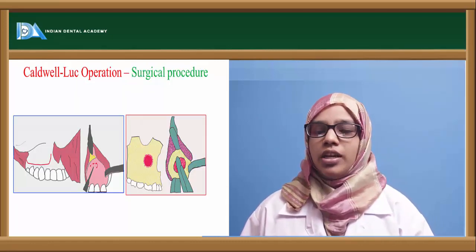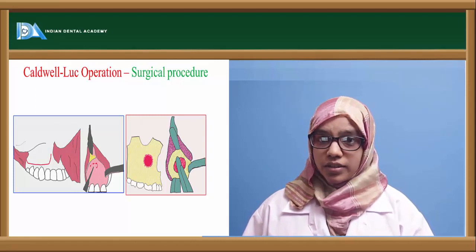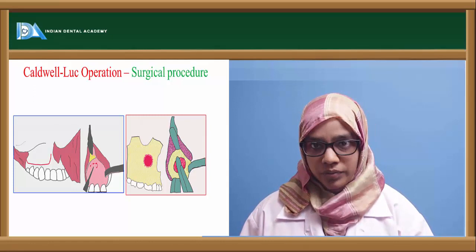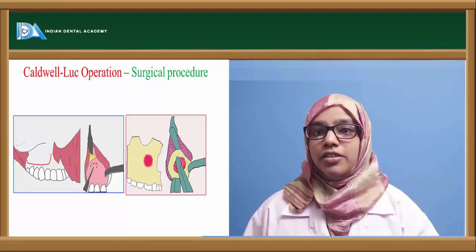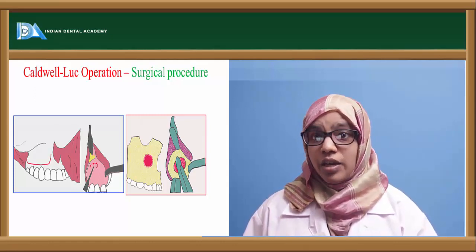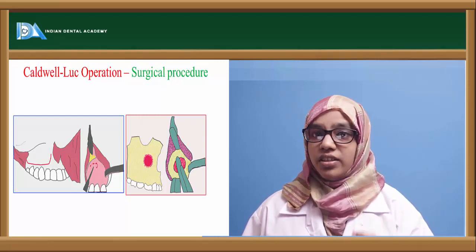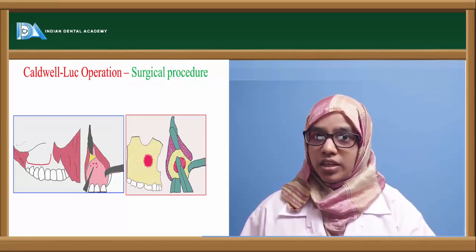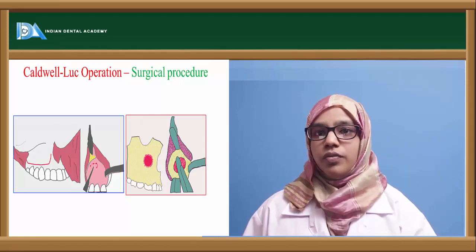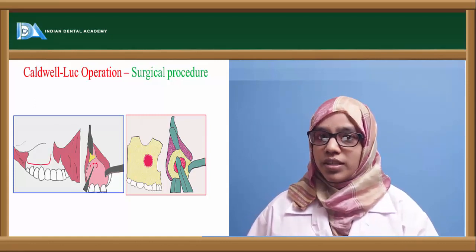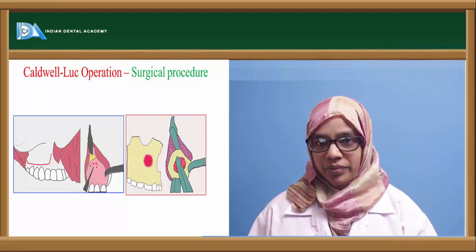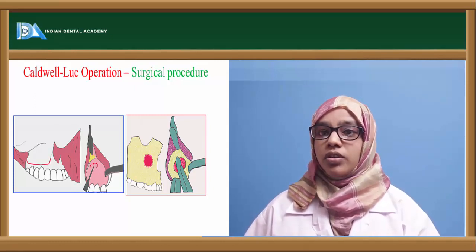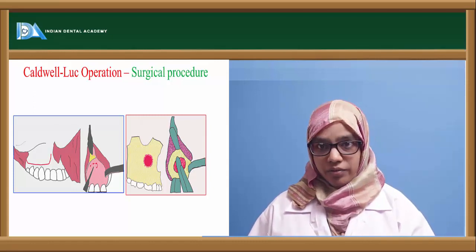So what do you do in Caldwell-Luc surgery? The important anatomical landmark is the canine fossa. You enter the maxillary sinus through the canine fossa because here the bone is very thin. You will make a semilunar incision from the canine fossa and extend it towards the first molar region. You will raise a complete mucoperiosteal flap. After raising the flap, you will stabilize it with a retractor and protect the infraorbital nerve.